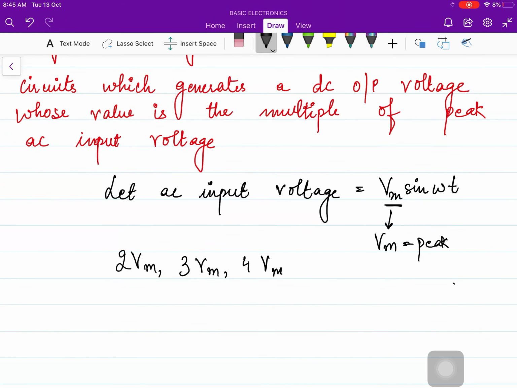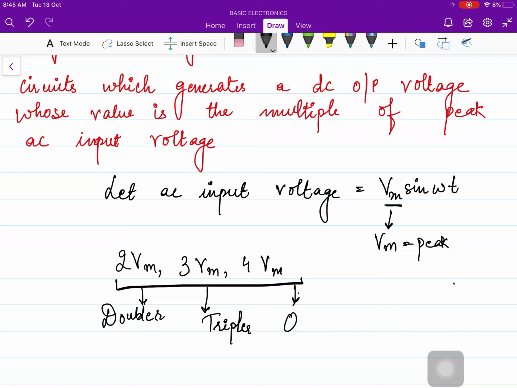Usually in electronics we use up to 4 Vm. After 4 Vm some ripples or some disturbances are found more, so therefore we use only the voltage multipliers up to 4 Vm. If we are producing 2 Vm, what will the voltage multiplier circuit be called? It will be called a voltage doubler. If you are producing 3 Vm, then it will be called a voltage tripler. And if you are producing 4 Vm, then it will be called a voltage quadrupler.